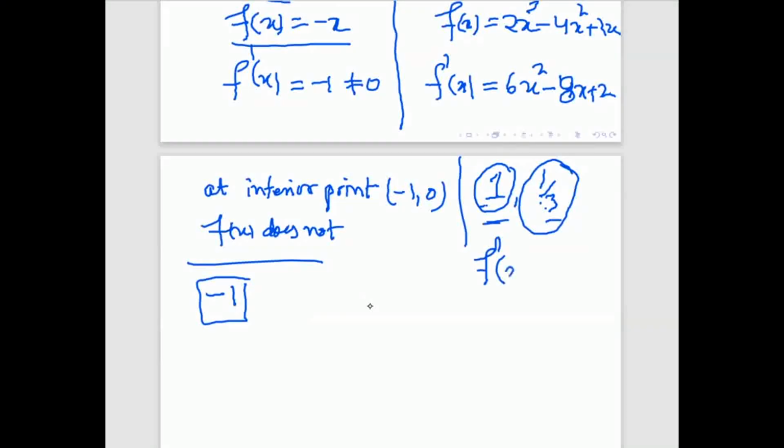What is the double derivative? It is 12x minus 8. So at 1 it is positive. So 1 is the minima. At 1/3 it is negative. So this is maximum.